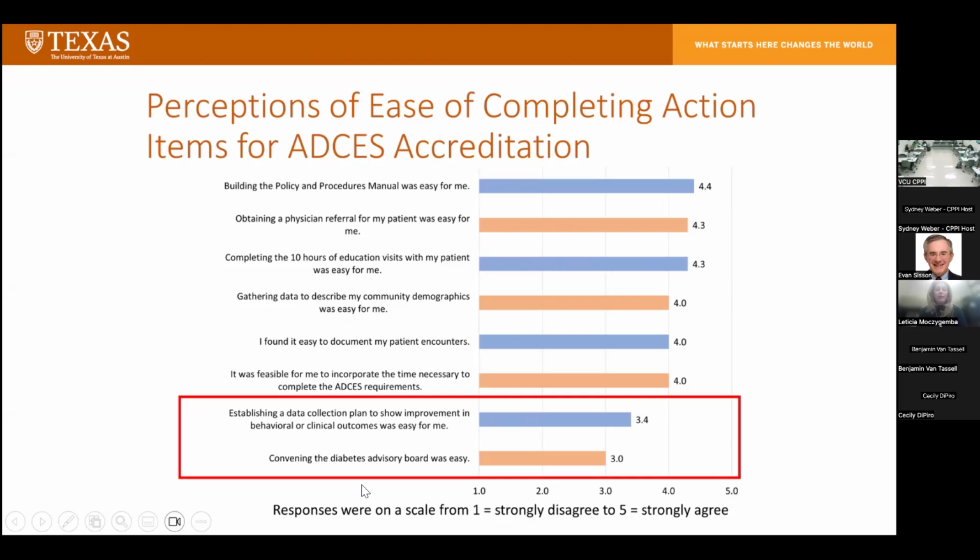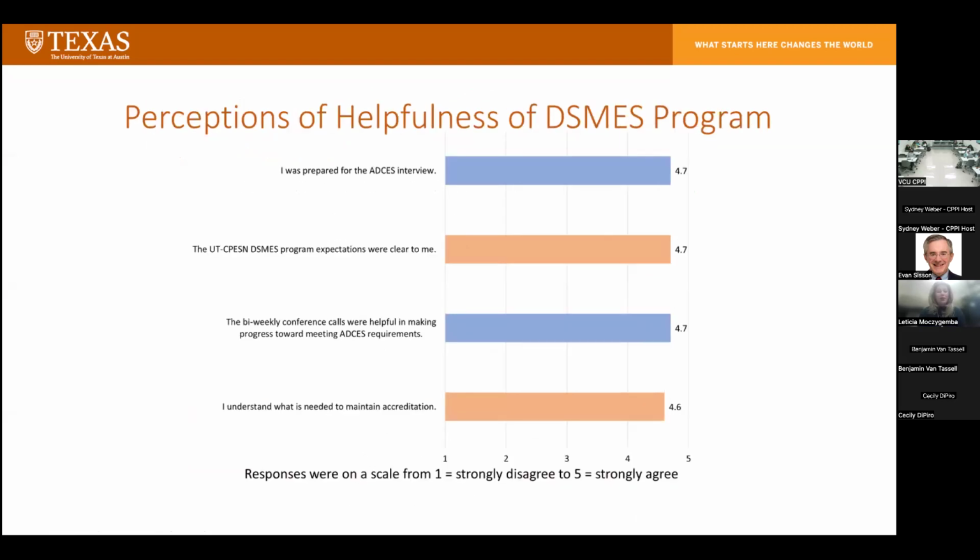And then these were a couple of the things with regards to establishing a data collection plan to show improvement, or convening a diabetes advisory board. This aligned with our experience, because this is where we had to do more mentoring throughout the program in terms of helping with data collection plans. So those results did not surprise us at all.